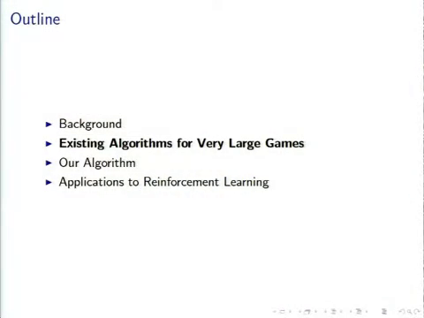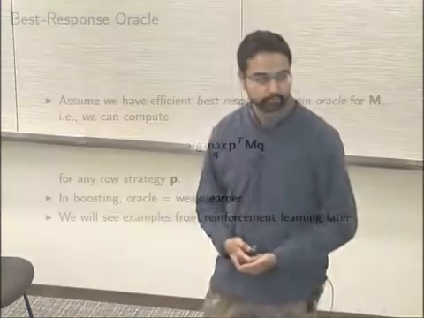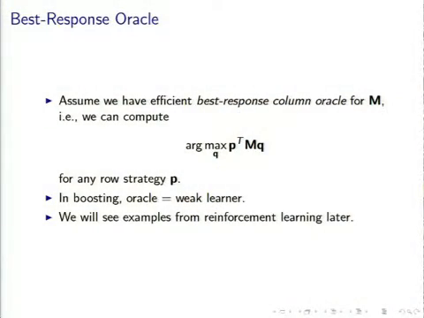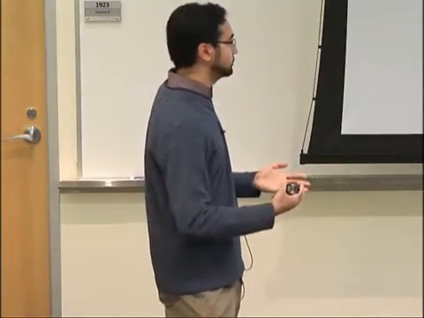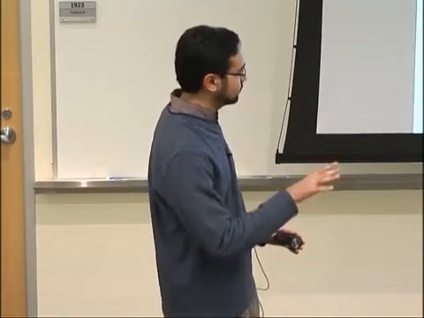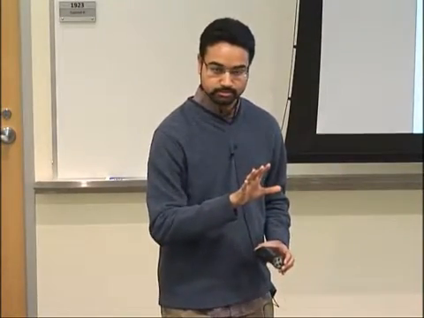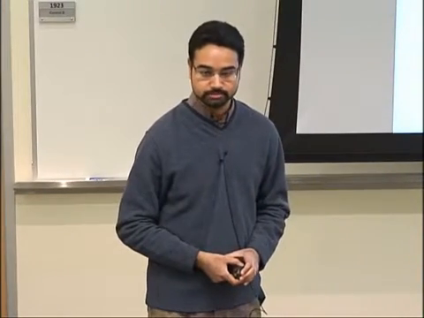Let me talk now about existing algorithms for finding optimal strategies in very large games. Typically the assumption you make in this situation is that you have what's called a best response oracle for the player that has a very large number of strategies. For example, for the column player, if you fix a row strategy, this oracle can tell you the best column strategy for that fixed row strategy.